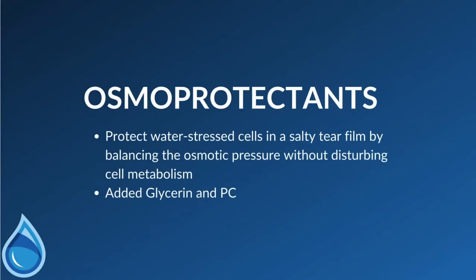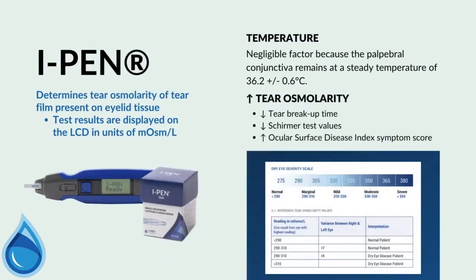Unfortunately, people with dry eye do have this hyperosmolarity, and that's why they should consider using osmoprotectants when it comes to artificial tears. Osmoprotectants will help those water-stressed cells of their ocular surface when that tear film has become very salty. We have glycerin in all of our eye drops, that is an osmoprotectant, and our eye drop MGD has PC, which is an additional osmoprotectant alongside glycerin. So really do consider osmoprotectants when choosing an artificial tear.